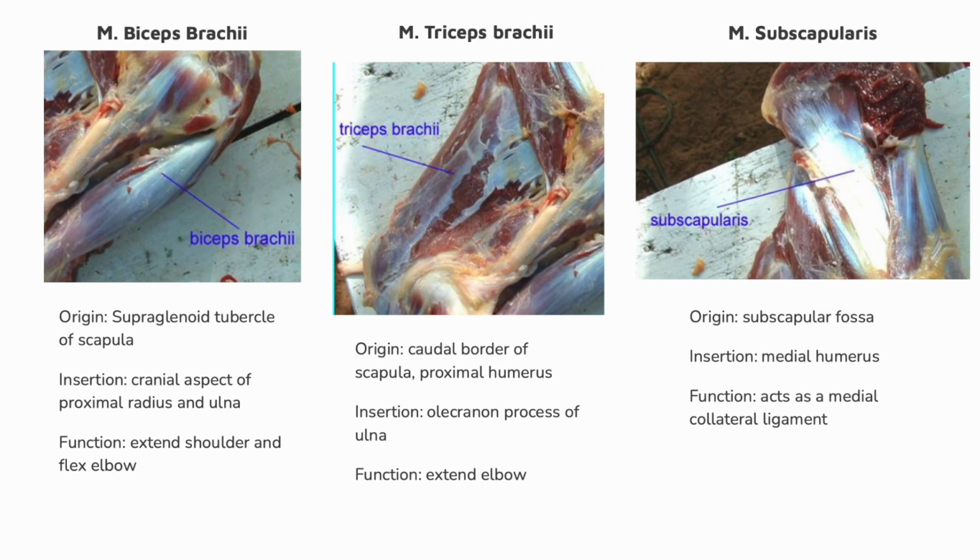And so moving on to the subscapularis muscle, this one is located right beneath the scapula. Its origin is the subscapular fossa. Its insertion is the medial humerus, and it acts as a medial collateral ligament.